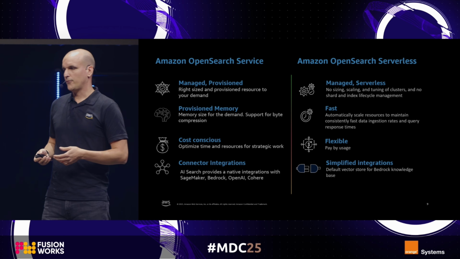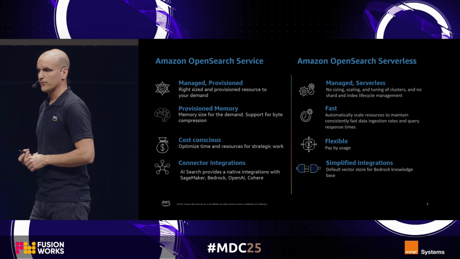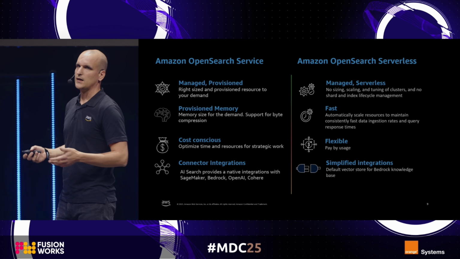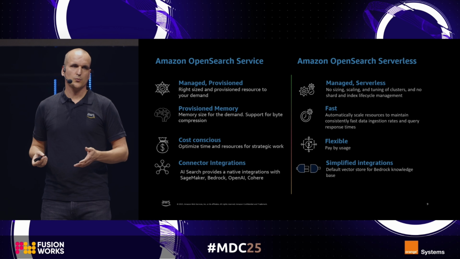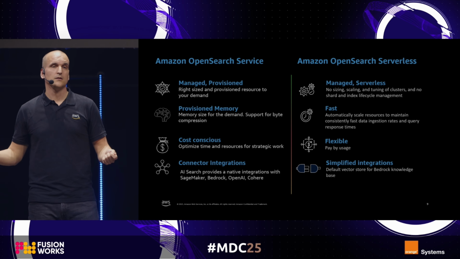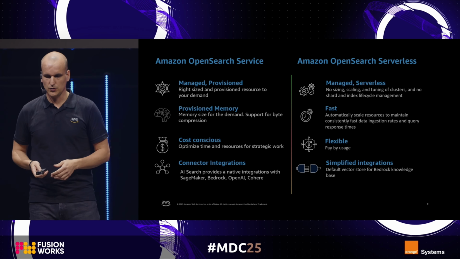Going even one step further, if you want to be even more hands-off, you can also take Amazon OpenSearch Serverless, where you basically tell us, I want to have a search workload. I want it to scale from capacity X to capacity Y, and this is it. You can start using it.